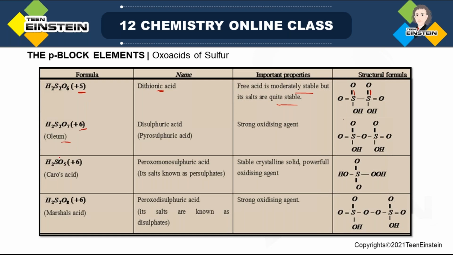Now it is +6. Oleum is disulfuric acid, or you can also call it pyrosulfuric acid. And why are we calling it disulfuric acid? Because if you take 2 sulfuric acid molecules and remove 1 water molecule, then you will get this type of structure. This is H2SO4, right?